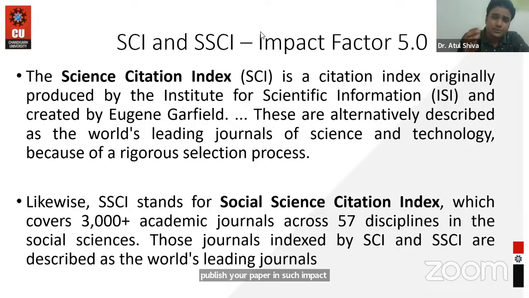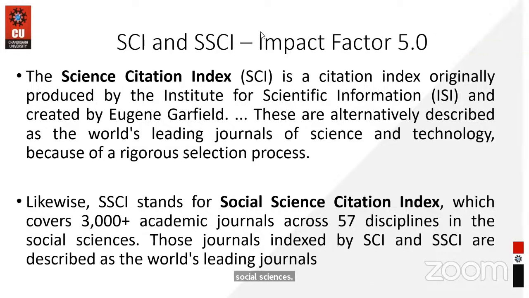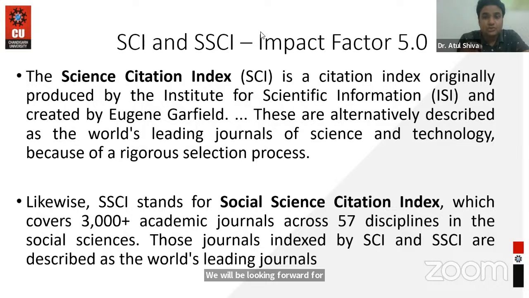Some people only focus on 2 or 3 journals in a year, and they want to publish only 1 or 2 papers in these journals, but the journals must have some impact factor. For faculty like us who work in the area of social sciences, we will be looking for SSCI journals. SSCI is the Social Science Citation Index, which covers 3,000 academic journals.